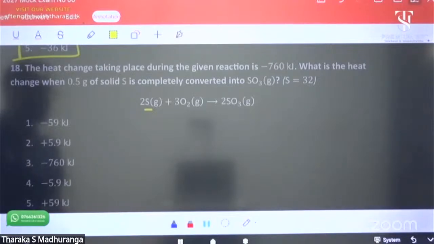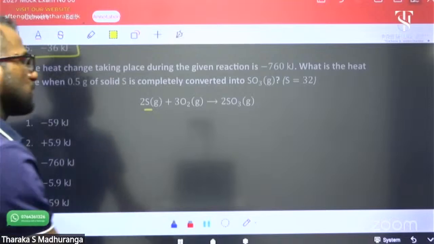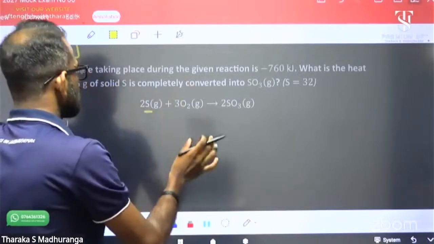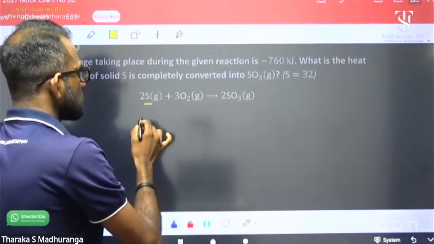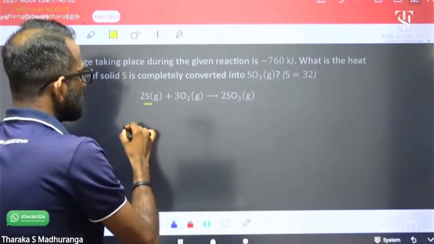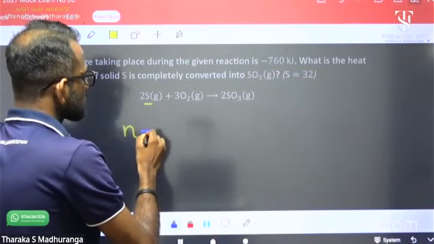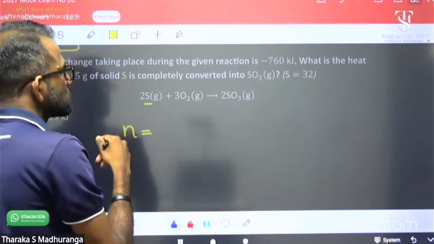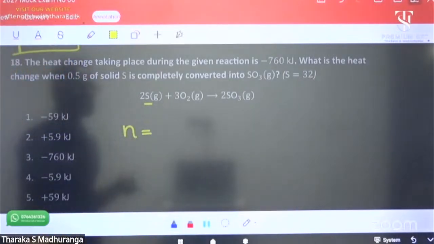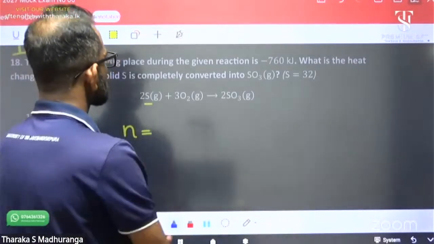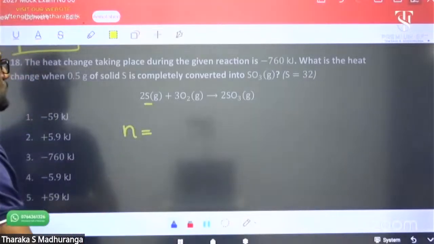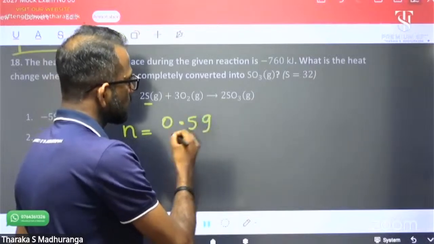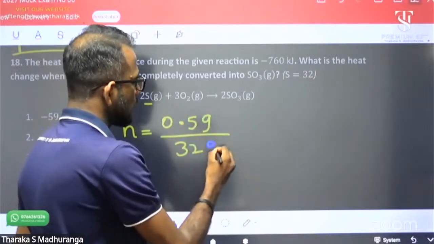To completely convert into SO3, the sulfur molar mass is given as 32. Then the number of moles is 0.5 grams over 32 g mol minus 1.